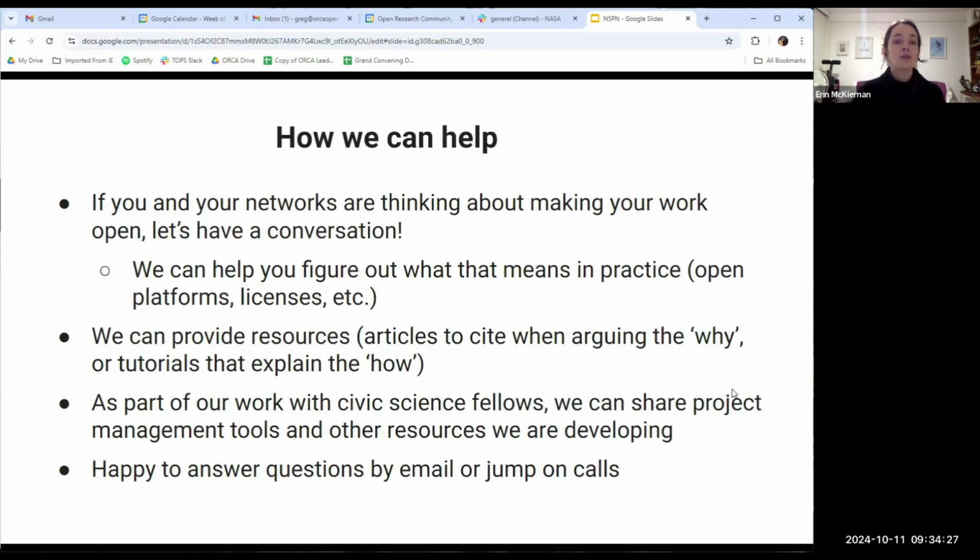There are a few different ways. So if you and your networks are thinking about making your work open, let's have a conversation. Greg and I, we love to geek out on this stuff.